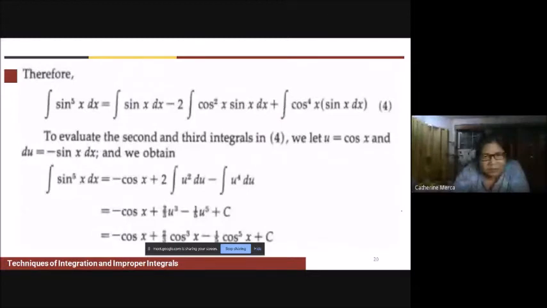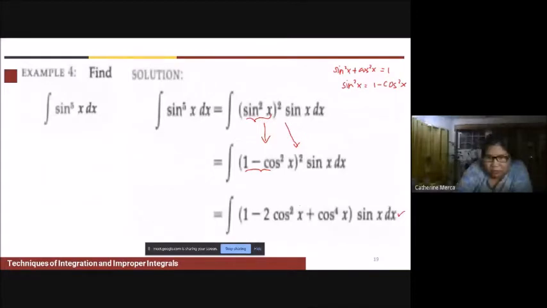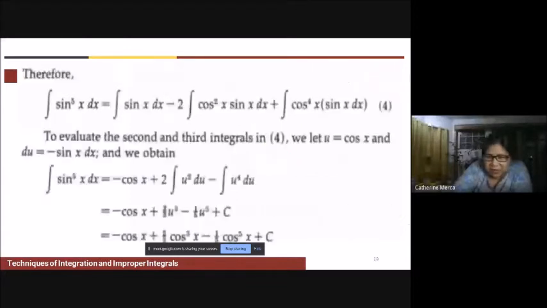So sine to the fifth x is now equal to, distributing, 1 times sine x dx minus 2 cosine squared x sine x dx plus cosine to the fourth x times sine x dx, and we integrate each. Integrating sine x dx, again from the formula, the integral of sine is negative cosine.